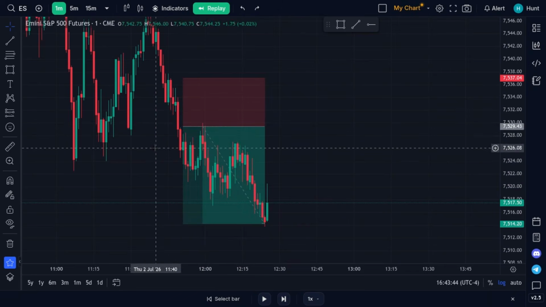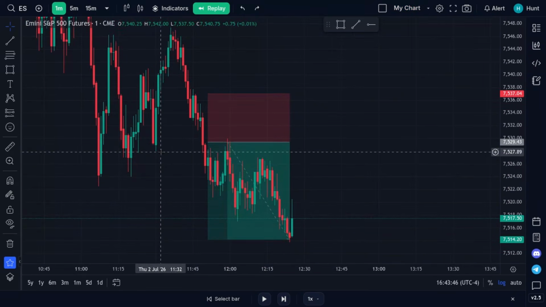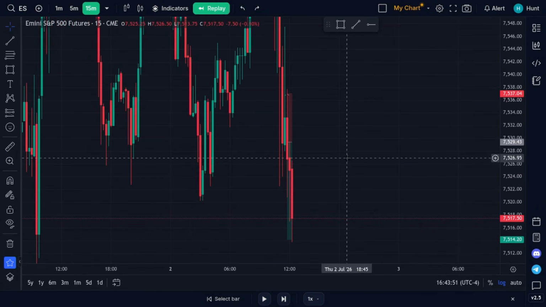So this is very low in the range. We were in discount when we entered here. However, this setup did work out because we wanted to just catch a piece of this 15-minute range. So that did work out.